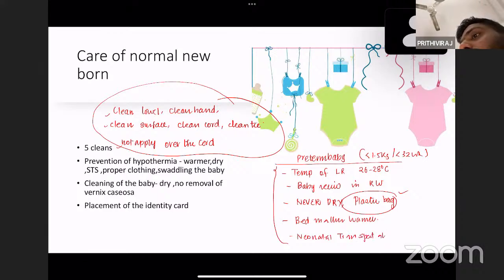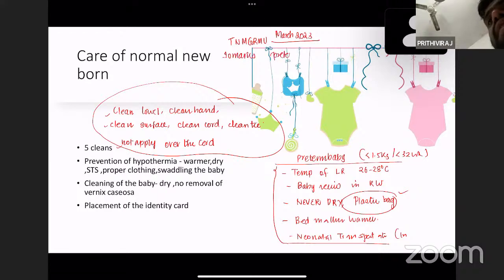Neonatal transportation is very important here because you have to use an incubator before transferring the child from the LR to the NICU. So these are the important thermal care measures you should take for a preterm baby, because in Tamil Nadu MGR University, in this recent March 2023, your senior batch had a 10-mark question on preterm babies. In preterm complications, one of the major complications is temperature management. So these are the things you should see for any preterm delivery. What care should you take to prevent heat loss? Then cleaning of the baby, dry, never remove the vernix caseosa, and placement of the identifier.